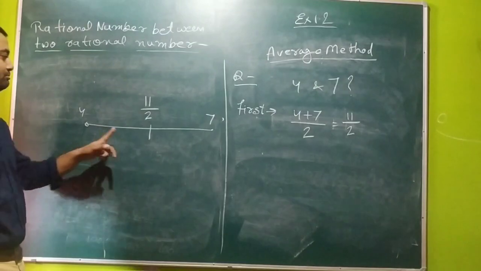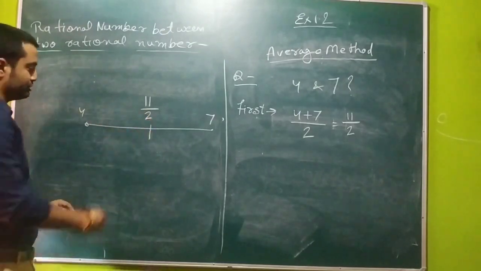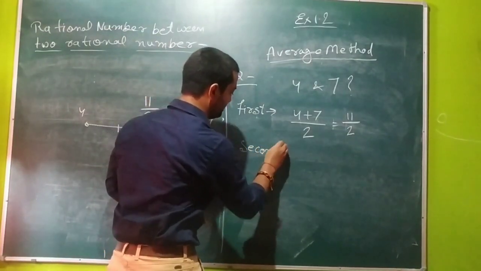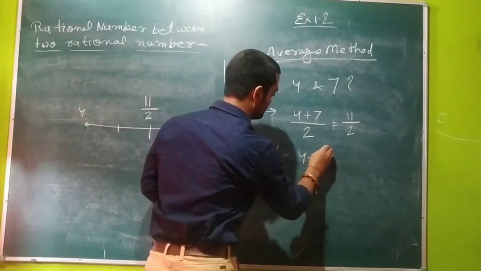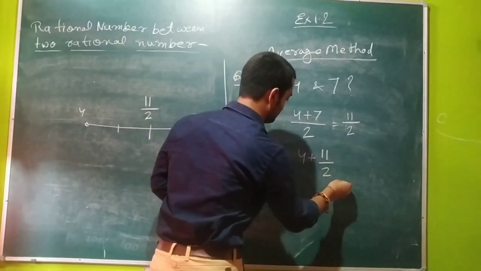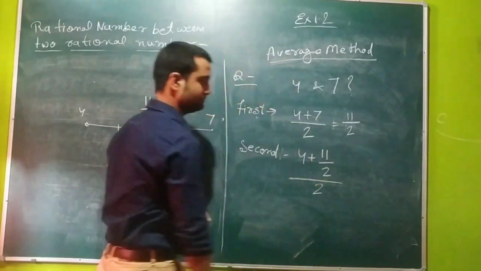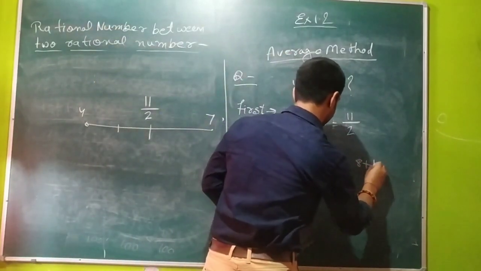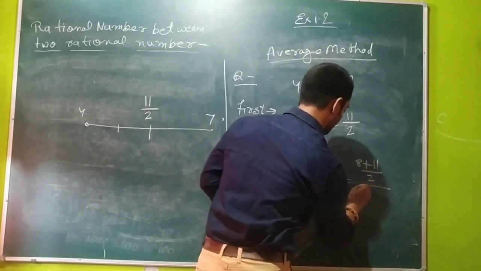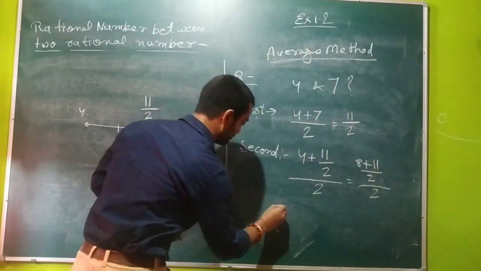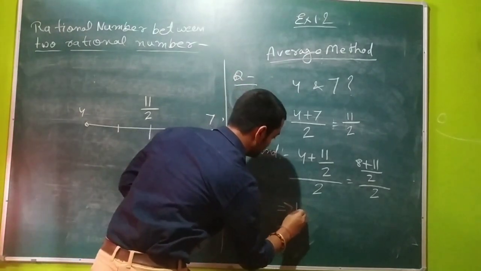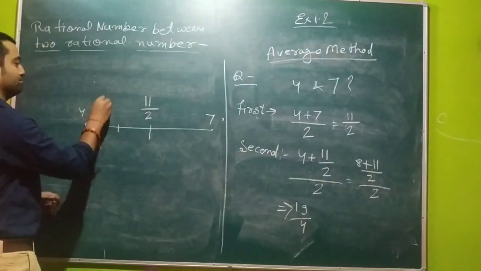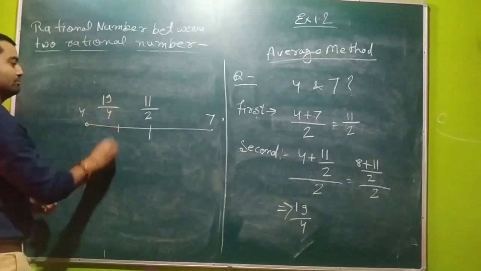Now suppose we need a number between 4 and 11 upon 2. So the second number will be 4 plus 11 upon 2 whole upon 2. It results in 8 plus 11 upon 2 whole upon 2. That gives us 19 upon 4. So here is the number 19 upon 4.